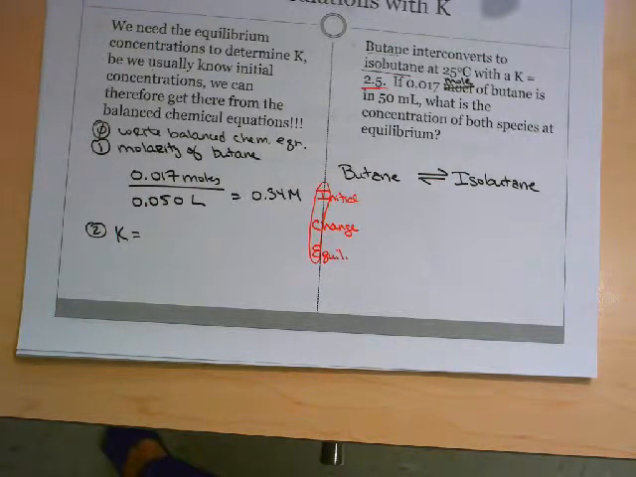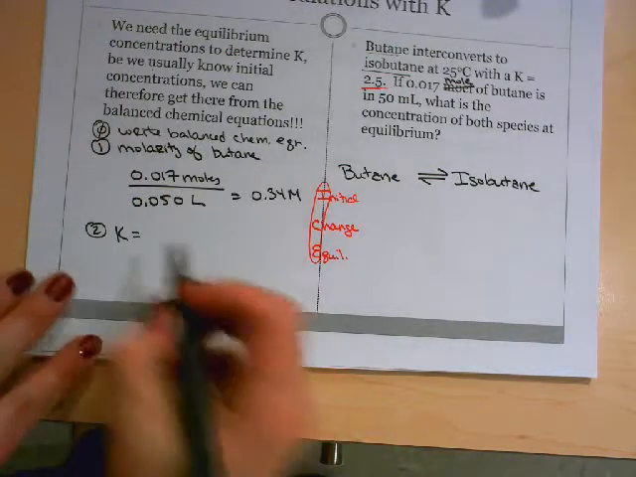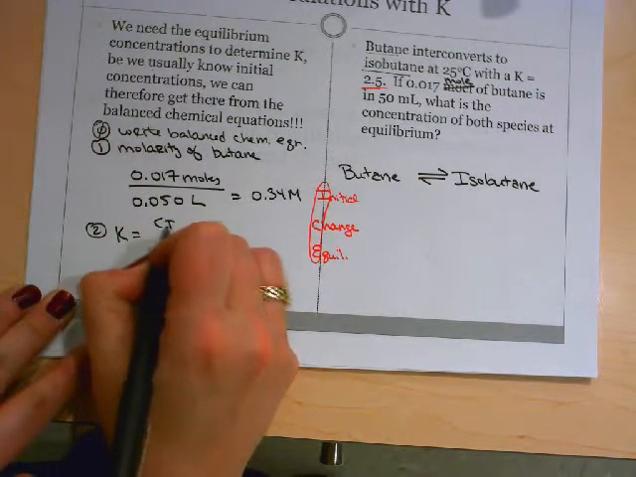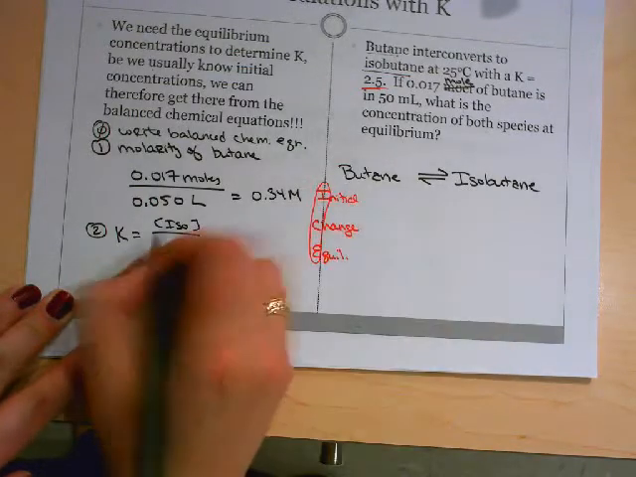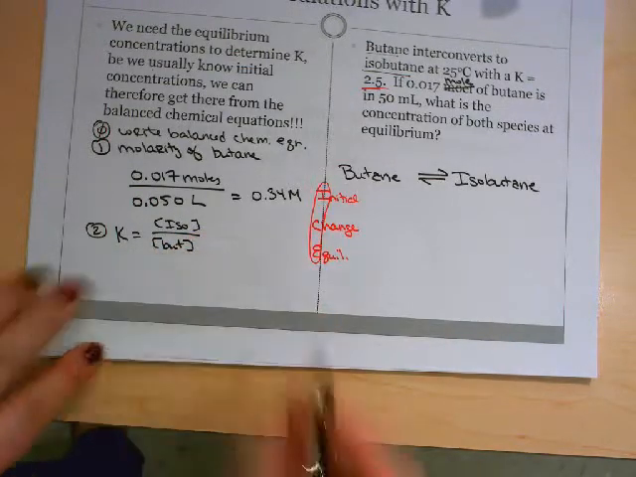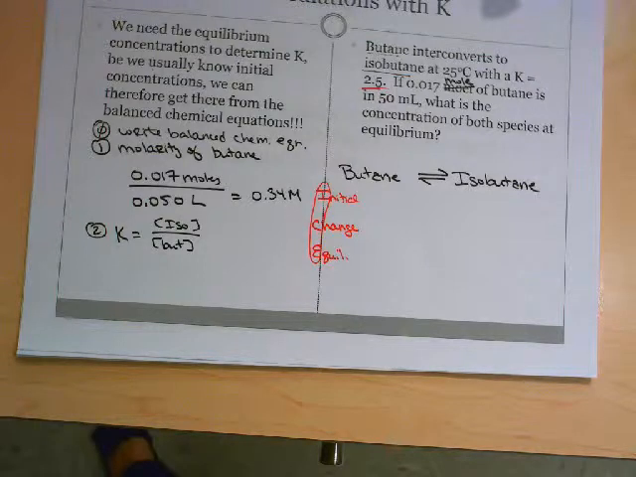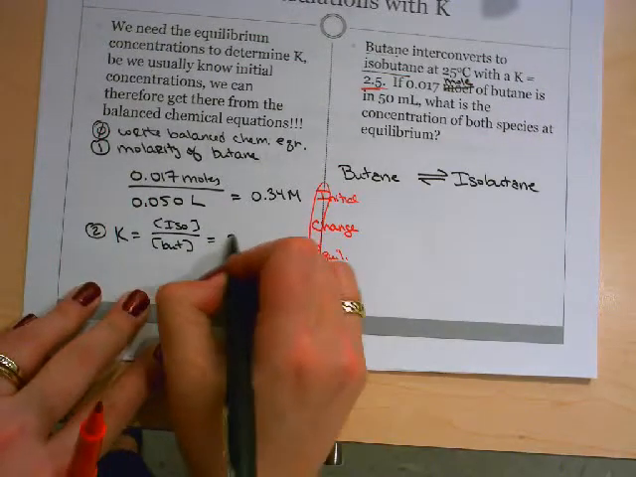So the next thing we want to do is write the K for this reaction. Just like we've done a billion times, isobutane is going to be products over reactants. So isobutane over butane, and I know that equals 2.5.